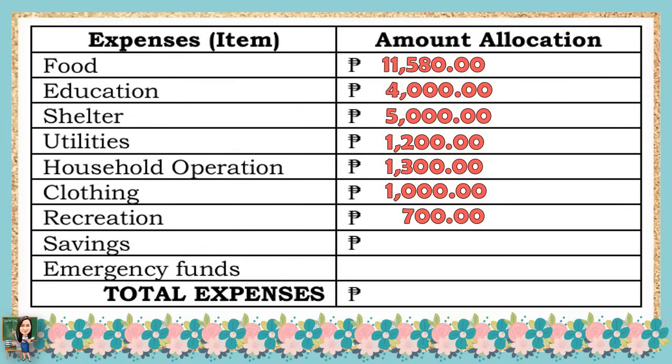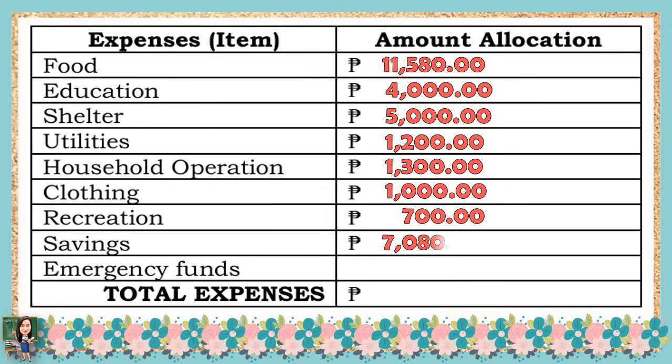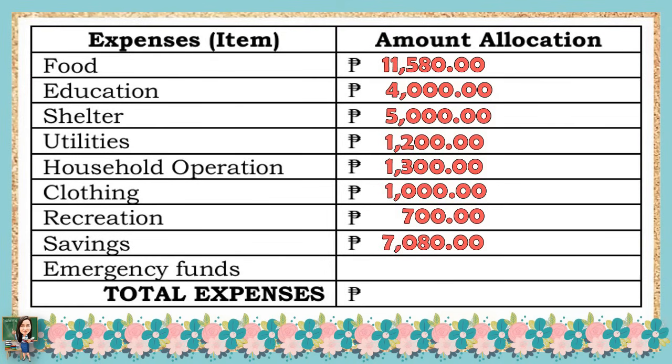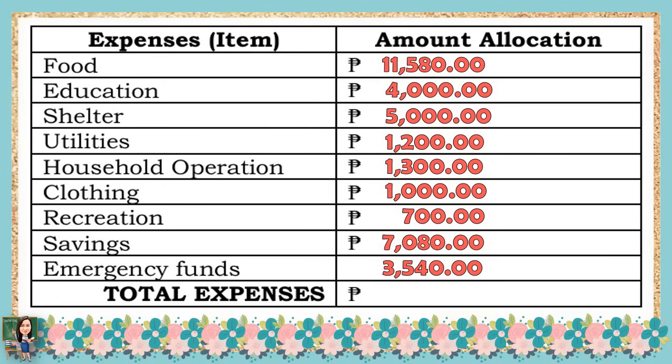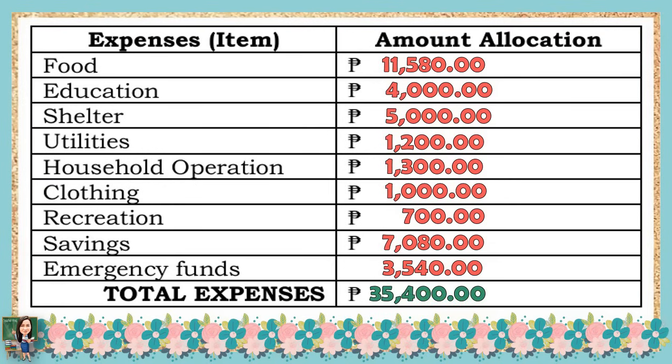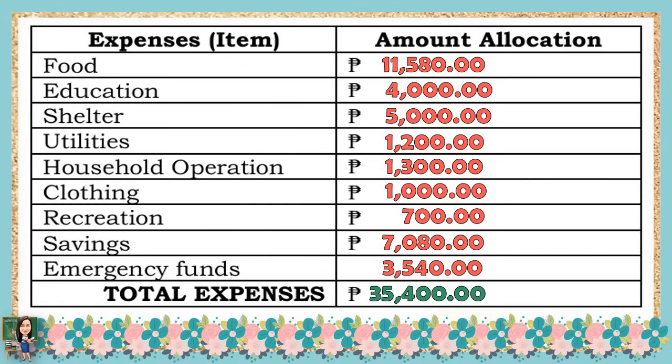The amount allocation for savings is 7,080 pesos. And the amount allocation for emergency funds is 3,540 pesos. So the total expenses is 35,400 pesos. So kids, do you understand our lesson for today?